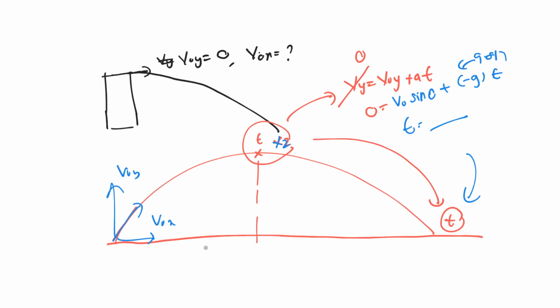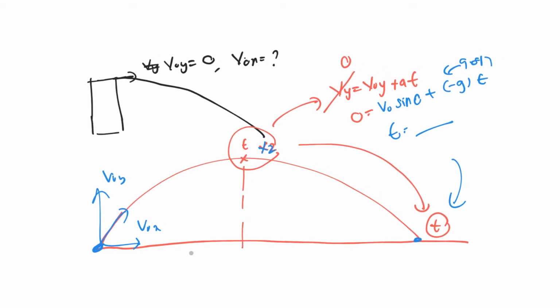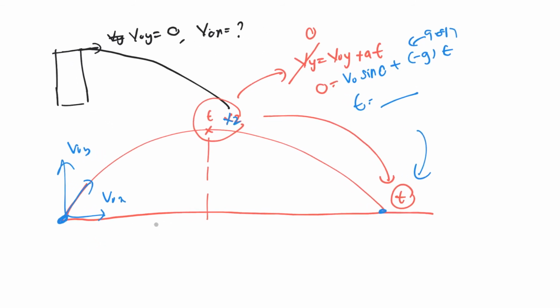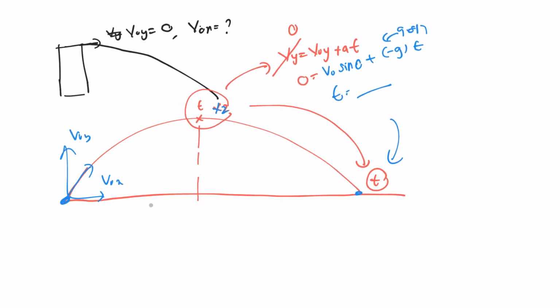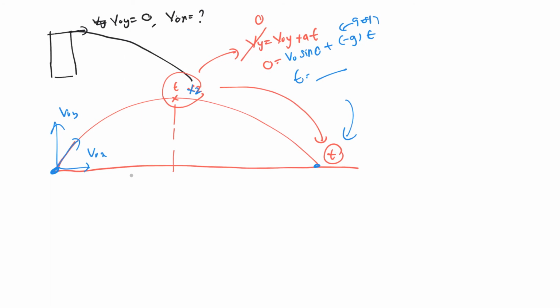However, this situation only applies if you throw and reach at the same level. If you throw from a cliff, for example, you cannot just multiply by 2. Throwing from the cliff like this, you can multiply by 2 up until this point only.